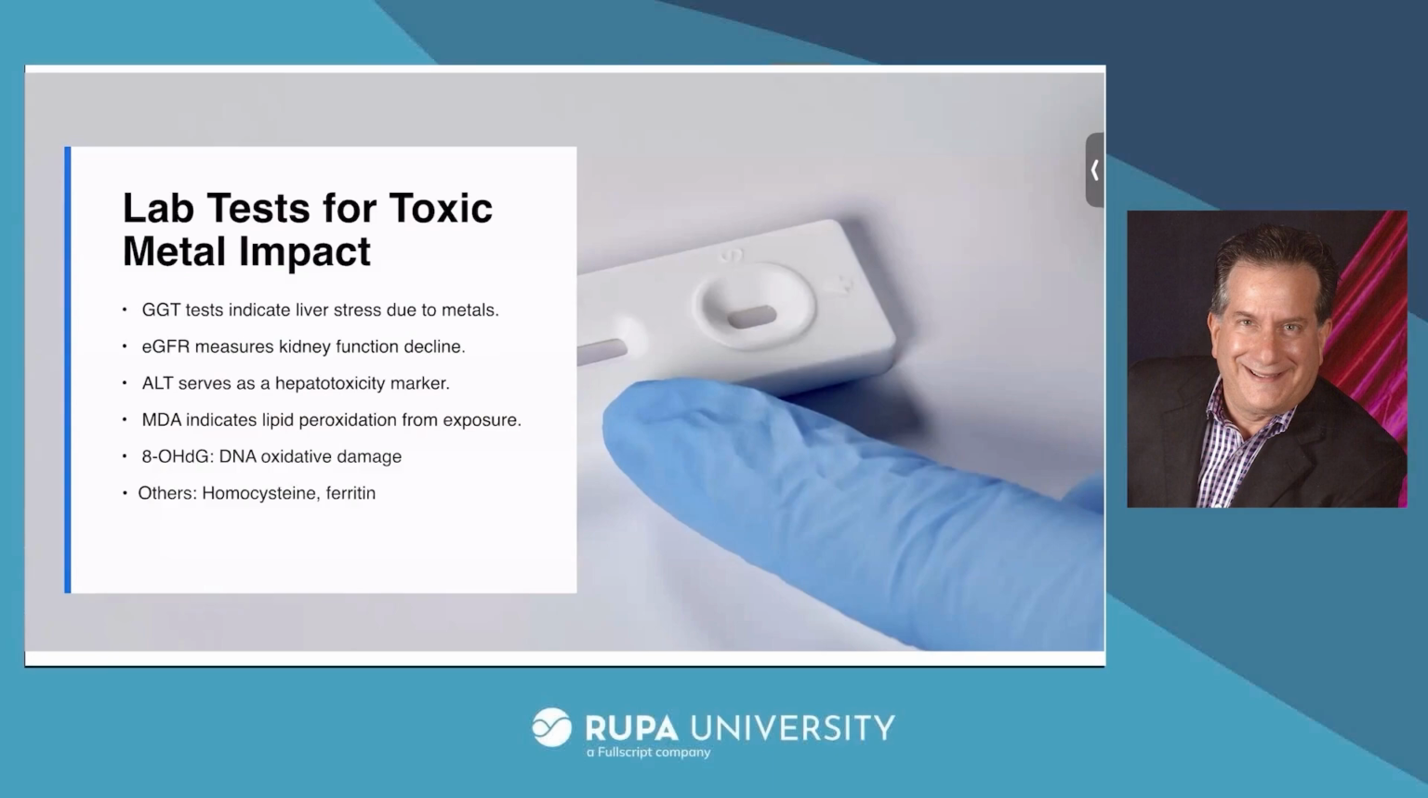Look at the estimated glomerular filtration rate, and the ALT, which is specifically a liver marker for hepatotoxicity. I measure MDA, malondialdehyde, in my office all the time because it tells me about that early lipid peroxidation we talked about earlier in this webinar. And if you want to go further, 8-hydroxydeoxyguanosine does detect DNA oxidative damage. You don't have to go that far, but the others are important. Having homocysteine, we talked about already, and its importance when it's low, and having too much iron as a result of elevated ferritin, which is iron storage in the liver, in the kidneys, and of course, in the bone marrow.